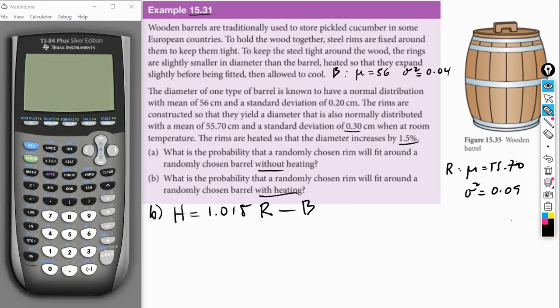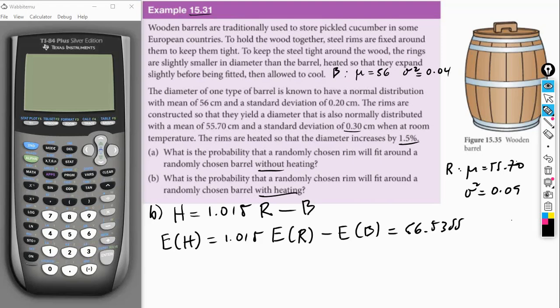So the expected value for H is going to equal 1.015 times the expected value for the rim minus the expected value for the barrel's diameter. And this is going to be 56.5355 for the expanded rim minus 56 for the barrel. And this is going to give us 0.5355.